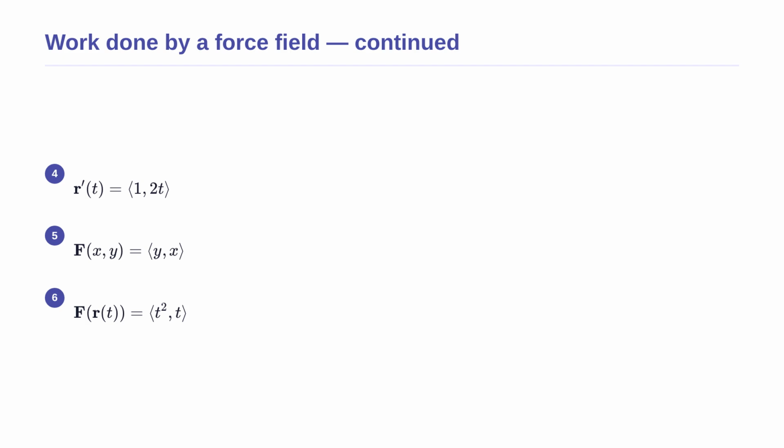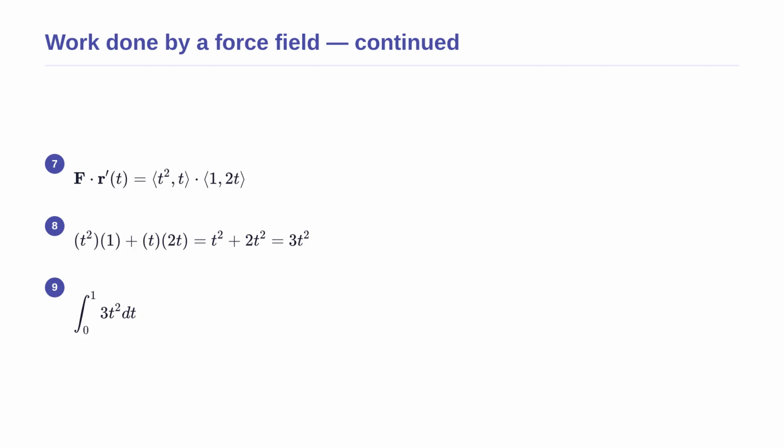Next, we look at our original force field, which was given as the vector y, x. We must substitute our parameterized variables into this field. We replace the y component with t squared and the x component with t. This new vector tells us the exact force pushing on us at any specific time.